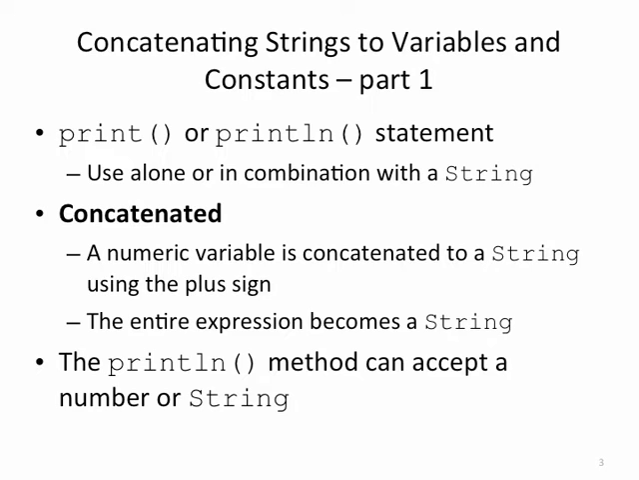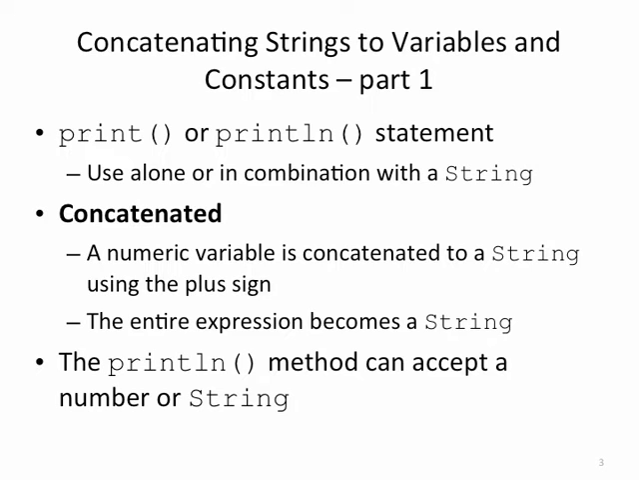When you concatenate a string, concatenation is a $5 word that basically means putting two things together. So you're putting two strings together, concatenation. And the way we concatenate two strings is with the plus sign. It might look like an addition operator to you, but when used with strings, it is the concatenation operator.